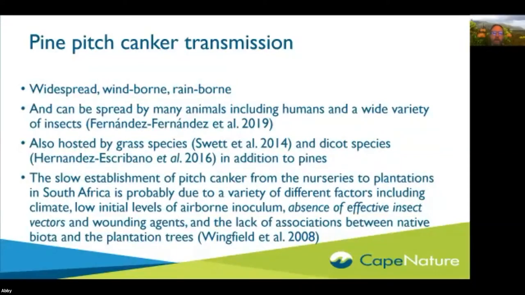So how does pine pitch canker get around? This is a widespread pathogen. It's both windborne and rainborne. In addition, it can be spread by many animals, including humans, and a wide variety of insects. And it doesn't just occur on pines, it is also hosted by grass species and various dicot species. Despite this, Wingfield and colleagues in 2008 say that the slow establishment of pine pitch canker from the nurseries to plantations in South Africa is probably due to a variety of different factors, including our climate, low initial levels of airborne inoculum, importantly, an absence of effective insect vectors and wounding agents, and the lack of associations between native biota and the plantation trees.